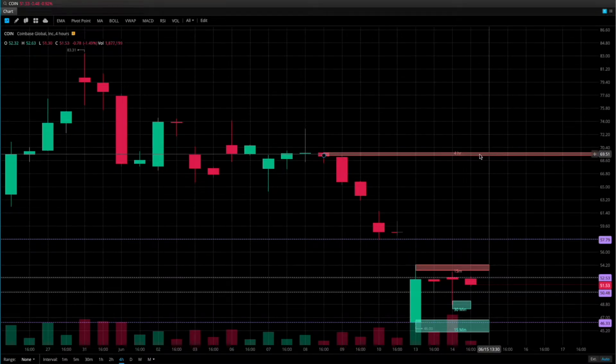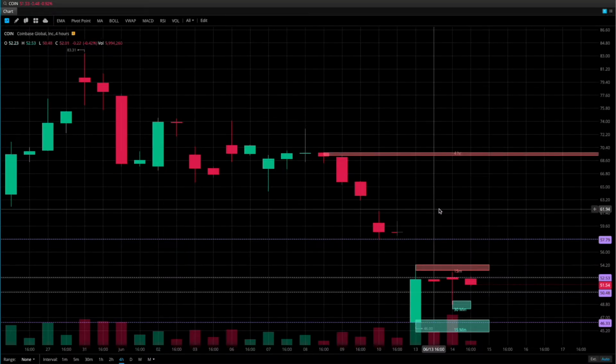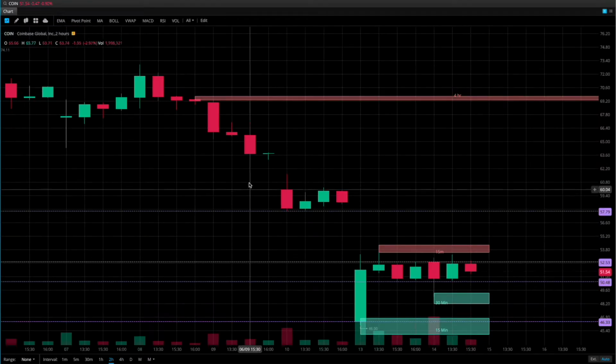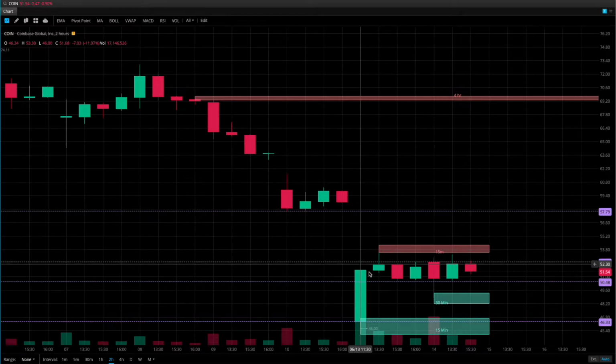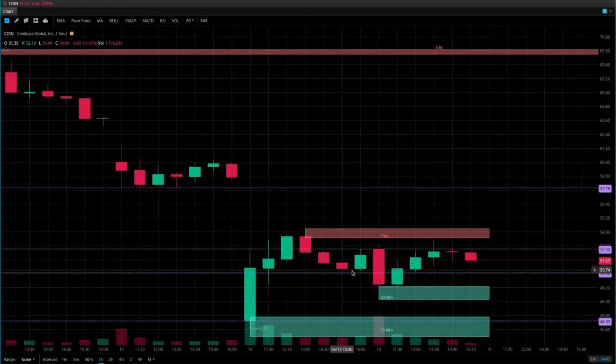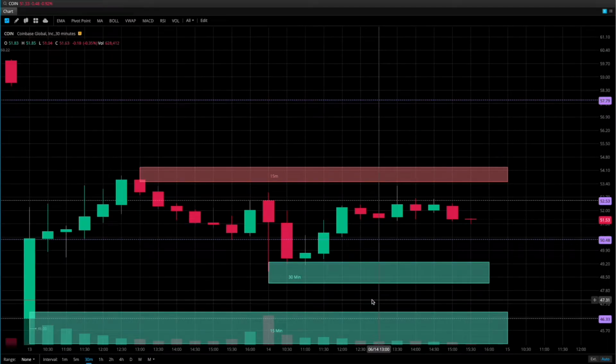So this would constitute a 4-hour supply zone. And then I move down the chart to the 2-hour. I look for any other movements like that. I don't see any. I move down to the 1-hour. I don't see any kind of aggressive moves. I move down to the 30-minute.